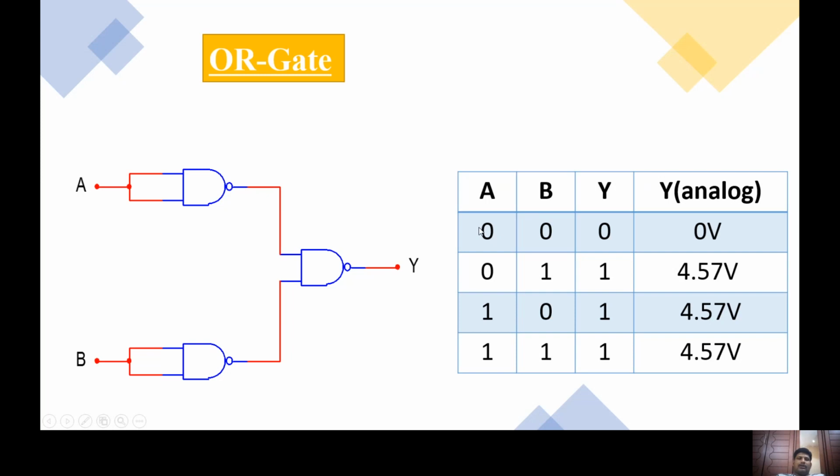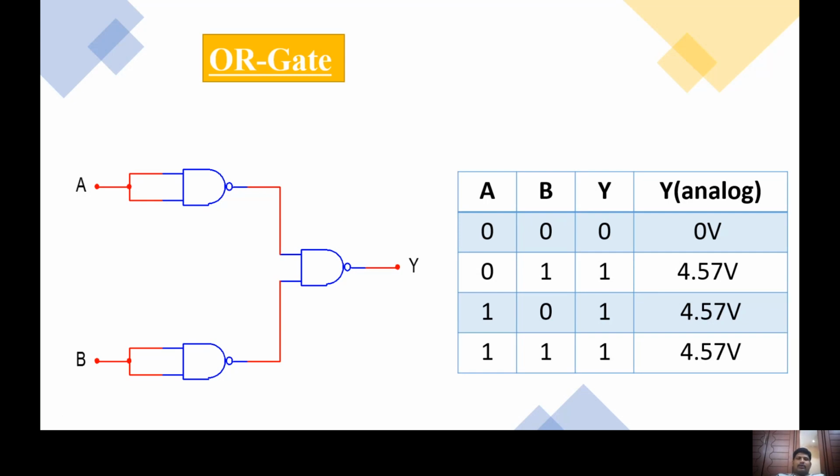Okay, so let us take the first case, 0. If you provide 0, the output is 0. Based on all these operations, this combination is nothing but a NOT gate. So if you provide 0, the output will be 1. If you provide 1, the output will be 0. So based on that, we will get the output. So this is how you implement the OR gate.